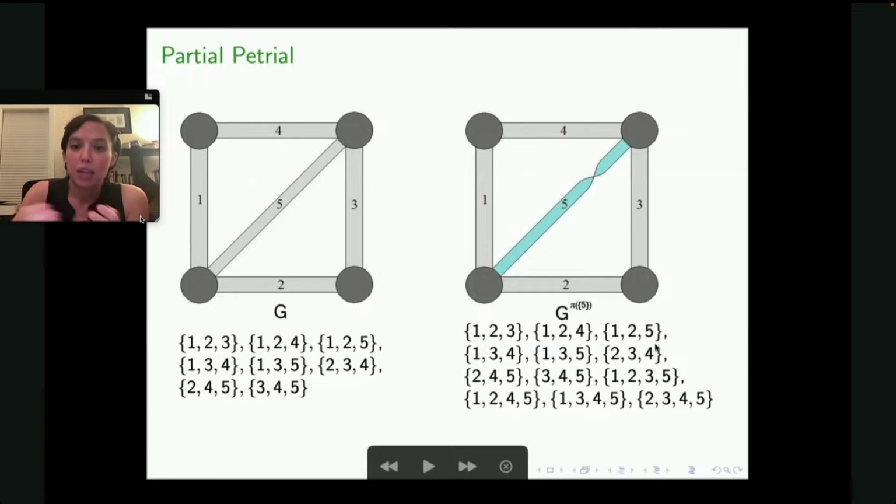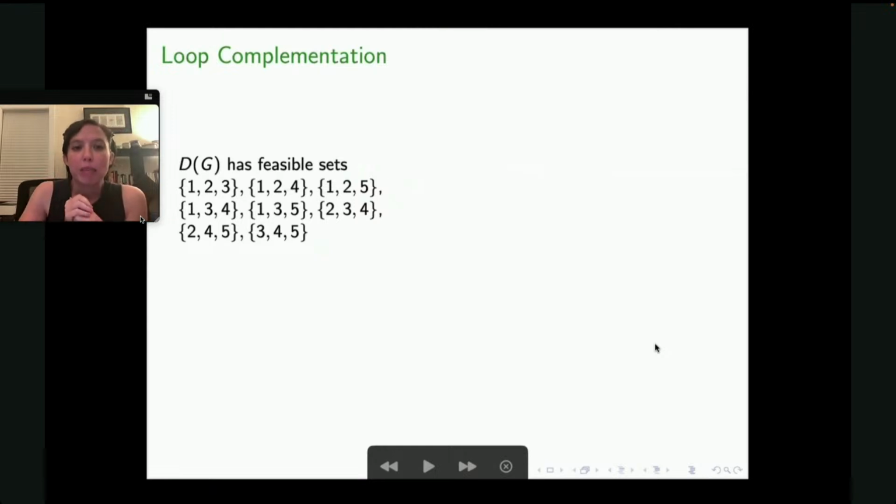Pi tells me I'm taking the partial petrie on the edge set 5. So when I take a partial petrie, I add a half twist to each of the edges in a set. Here I've just taken the single edge 5 and I've added a half twist. As we saw before, in this case, it gave us 4 more feasible sets. Loop complementation is purely delta matroidal. It can be done in any delta matroid. It doesn't have to be a ribbon graphic one. And loop complementation is a really useful operation in delta matroids.